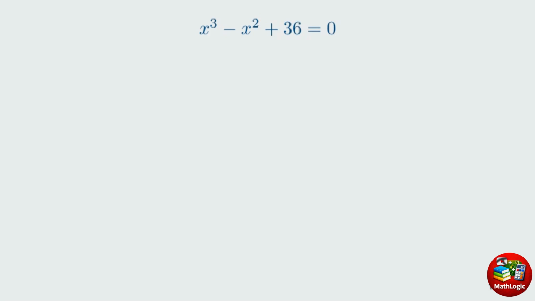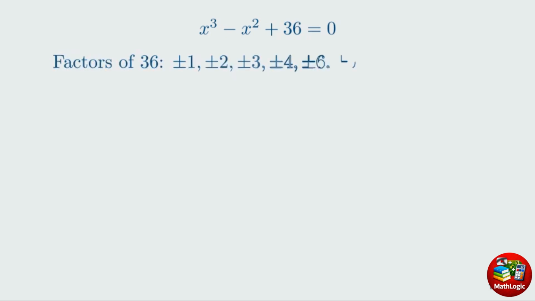This theorem tells us that any rational solutions must be a fraction where the numerator is a factor of the constant term and the denominator is a factor of the leading coefficient. In our equation, the constant term is 36, and the leading coefficient is 1. This means any integer solutions must be a factor of 36.